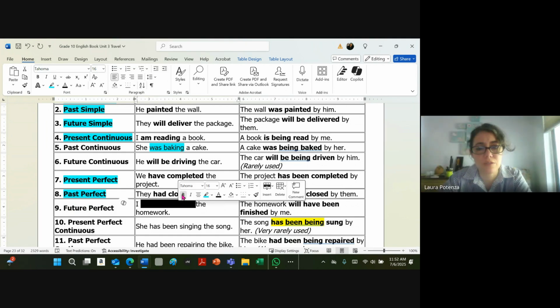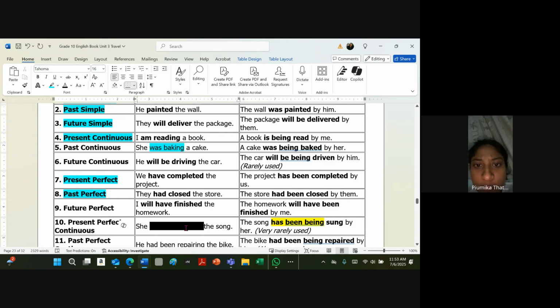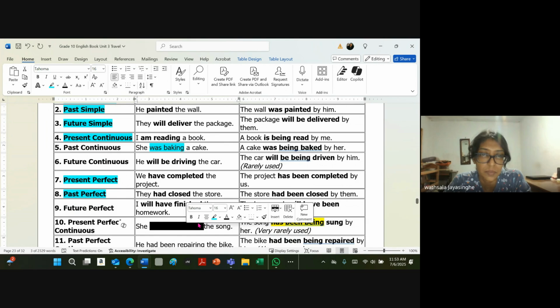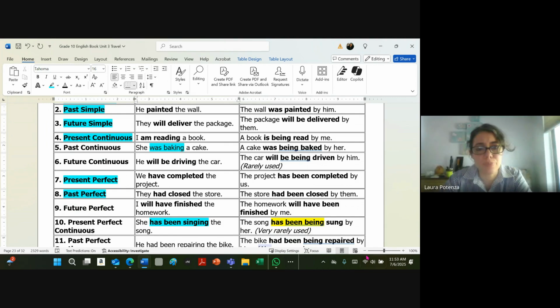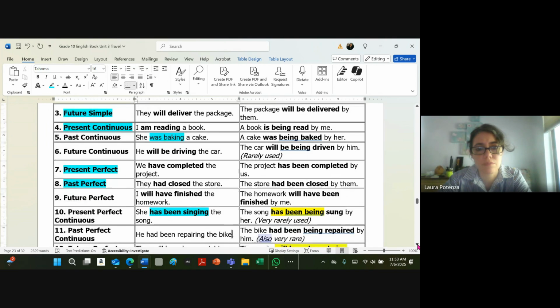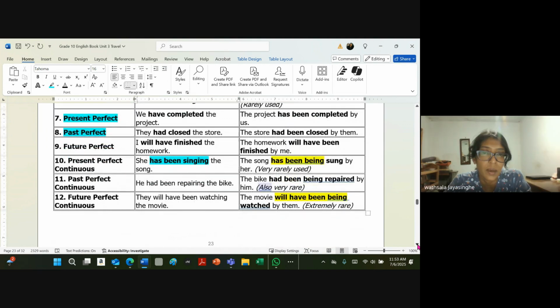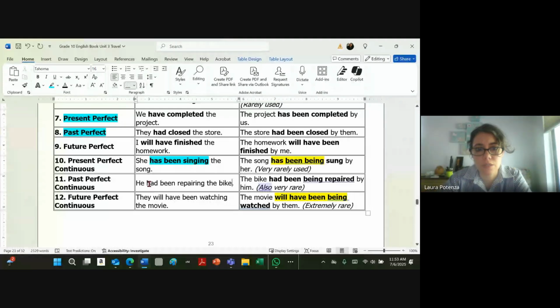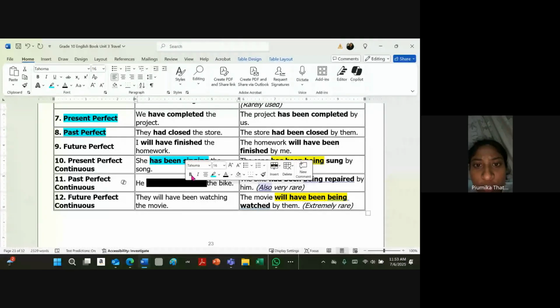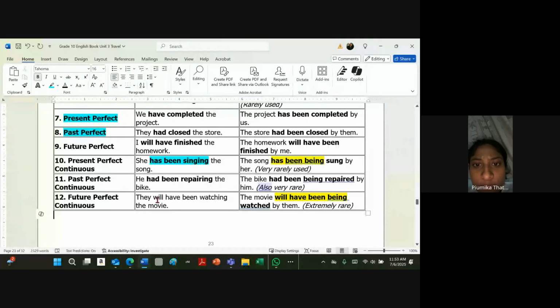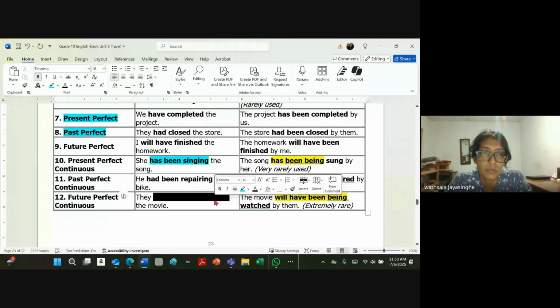Present perfect: We have completed the project. The project has been completed by us. Past perfect: They had closed the store. The store had been closed by them. Future perfect: I will have finished the homework. The homework will have been finished by me.